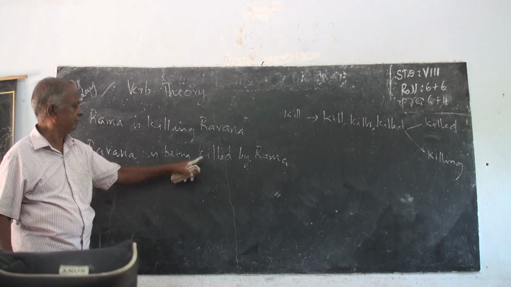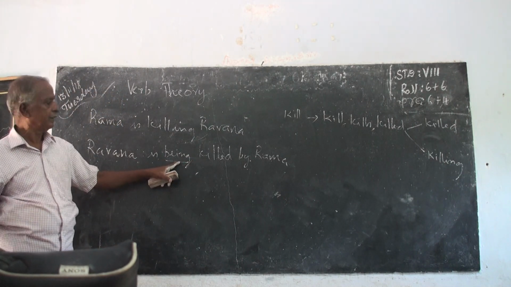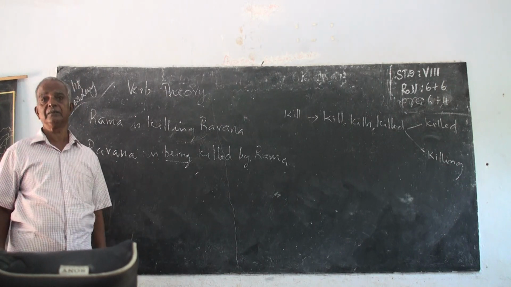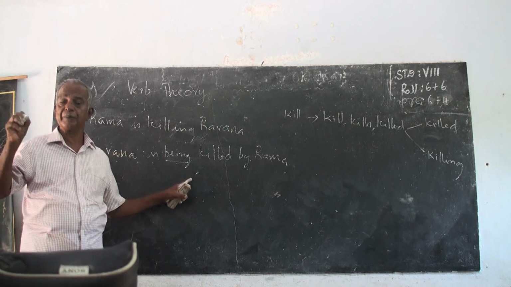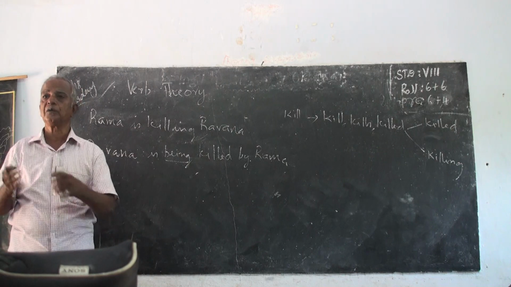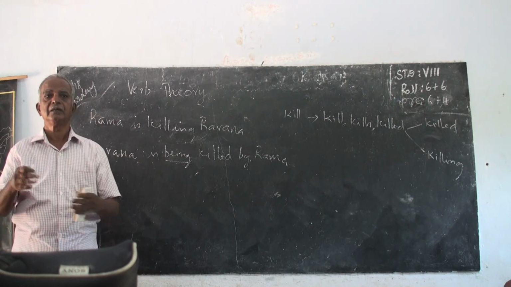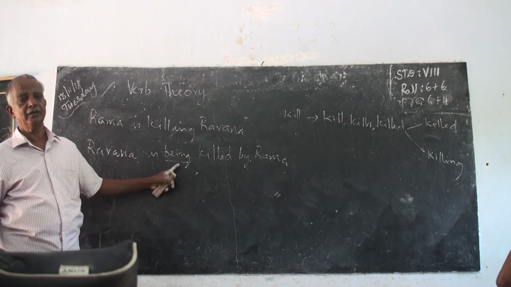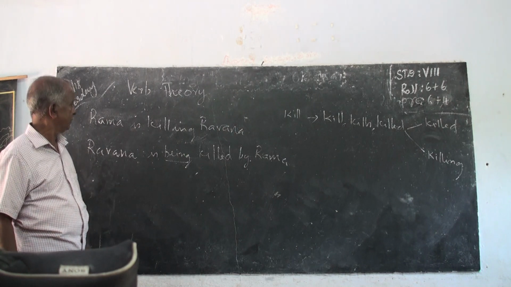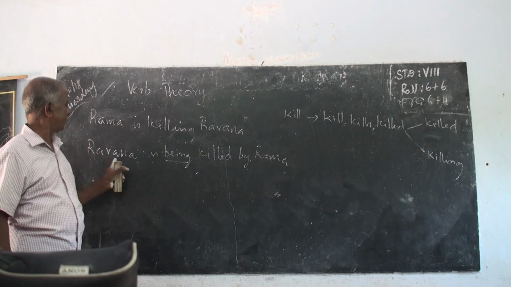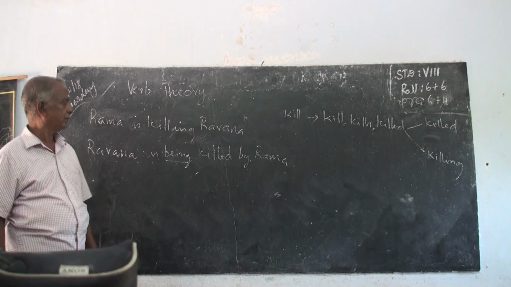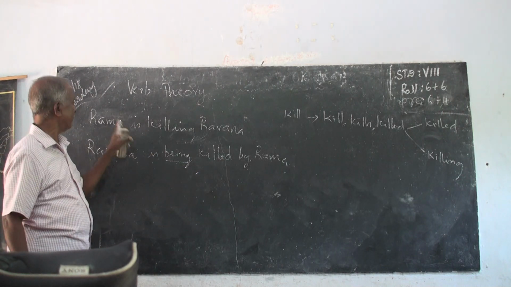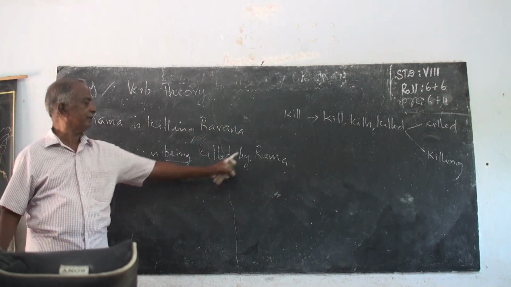How can we change this? For that, "being" is used. Being converts killed into an ING form in the passive voice. The verb theory does not explain it like this. The verb theory says, add one more auxiliary, or one more supporting verb. Why it is being added, it does not explain. What is the reason for adding one more auxiliary, one more supporting verb? Rama is killing Ravana. Ravana is being killed by Rama. Rama was killing Ravana, then Ravana was being killed by Rama.